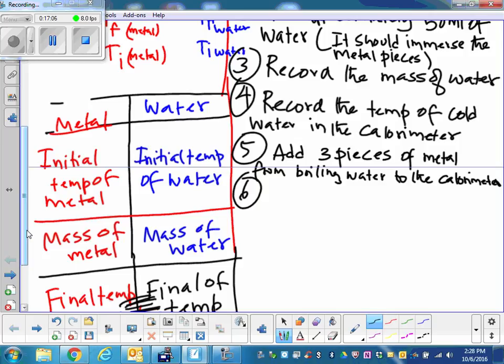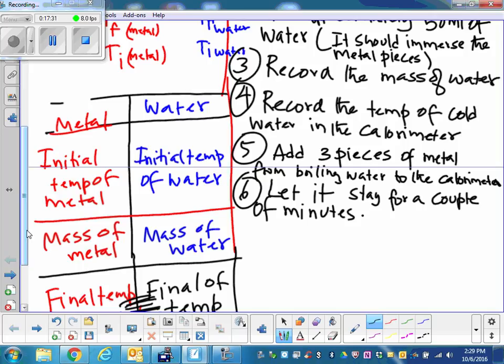What do I do next? Okay, let it sit for a couple of minutes. Let it stay for a couple of minutes. How am I going to know how many minutes I'm going to stay there? What is my indicator? How will I know how long to wait?